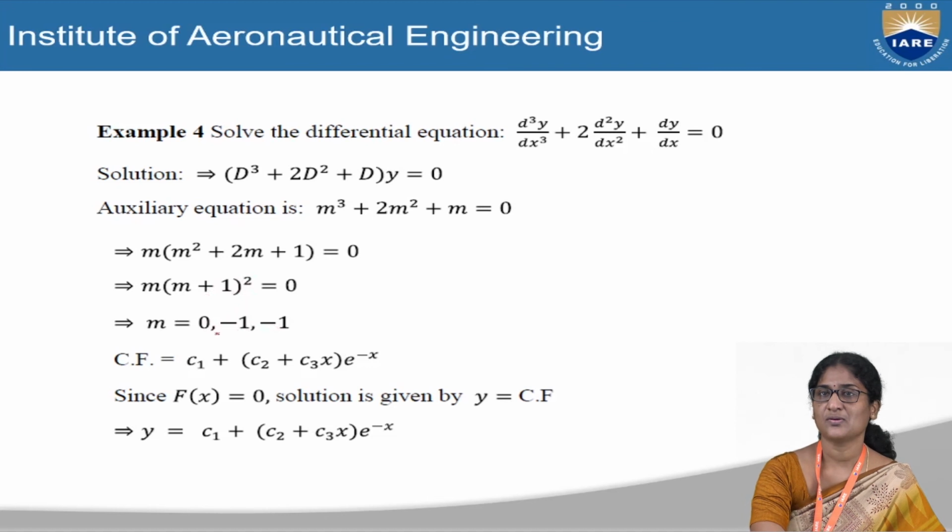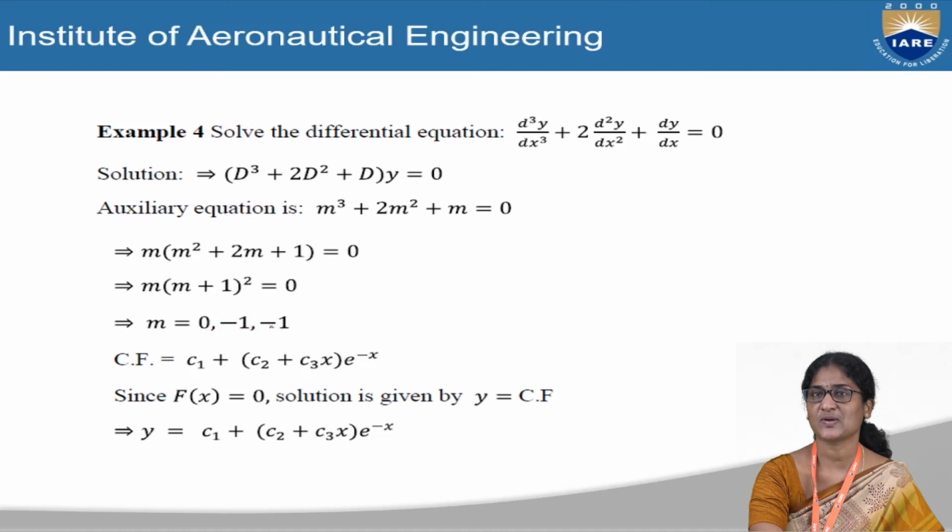So there are 3 roots, where one root is repeated. Minus 1 is repeated twice, minus 1 and minus 1. So how to write the complementary function? C1 plus C2 plus C3x, both should be kept in the bracket, into e to the power of minus x. Minus 1 is nothing but the root that you have got here.